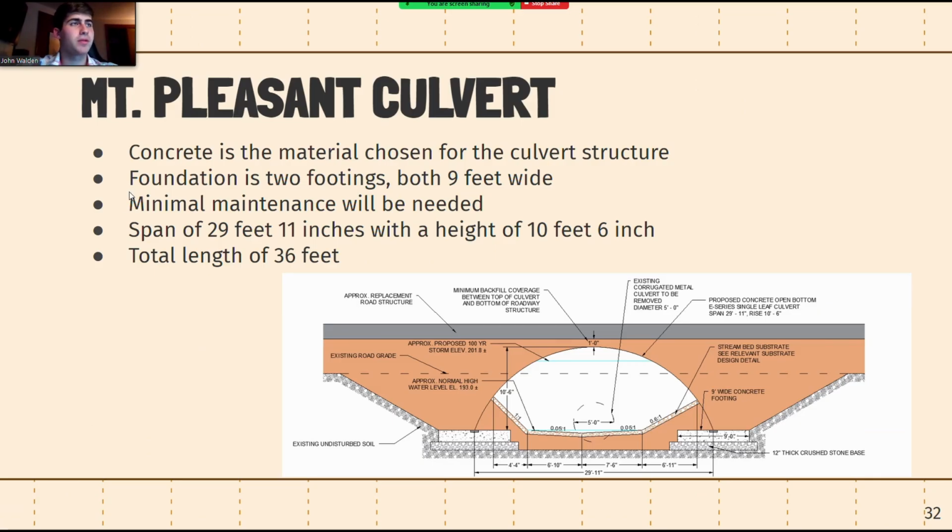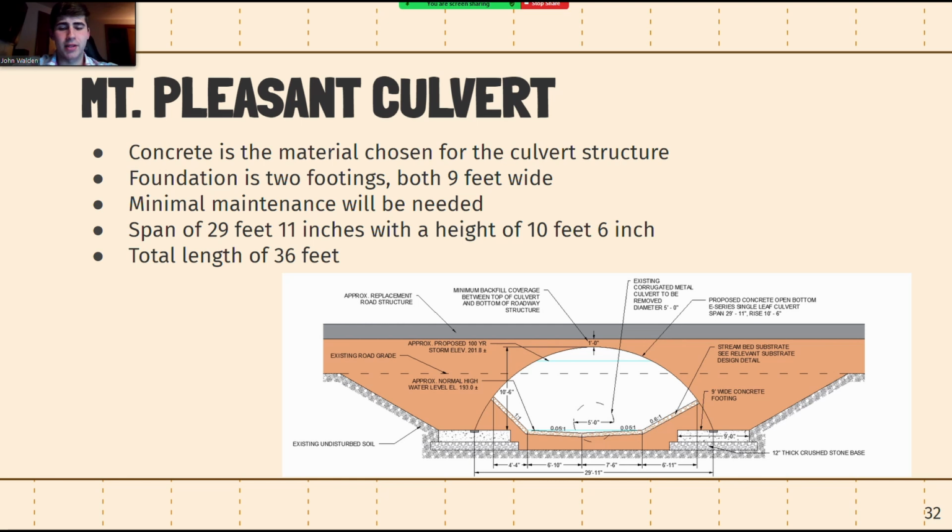Hello, my name is John Walden, and I'll be talking about the technical aspects of the Mount Pleasant culvert. Like the Quiggle Road culvert design, concrete was chosen as the material for the culvert at the Mount Pleasant crossing. Concrete was chosen over steel because concrete was found to be a better supporter of large soil pressures bearing down on a culvert.